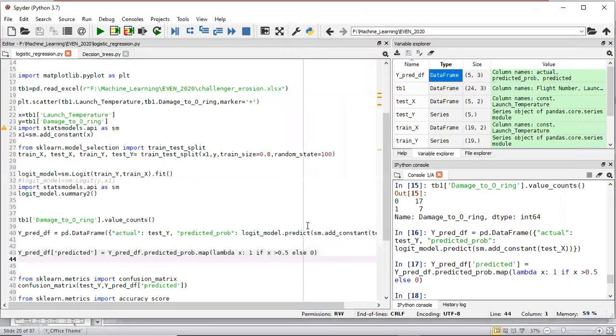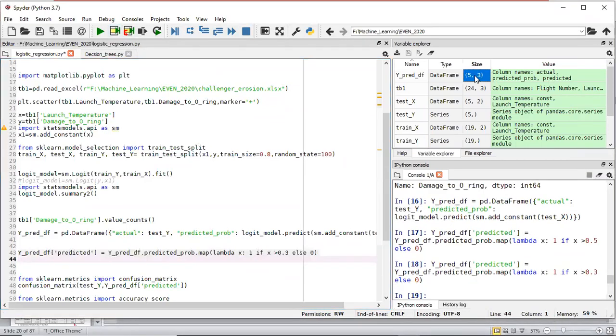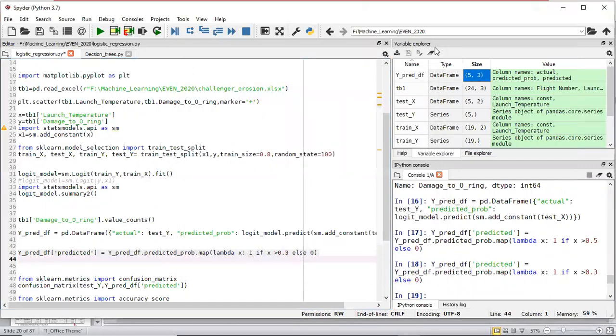I'll change this value to 0.3 and recompile it again. See, I got 0, 1, 0, 0, 1. So based on my cutoff probability, I'll be getting different values.